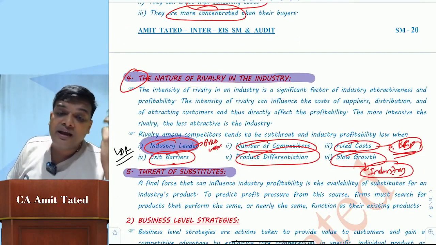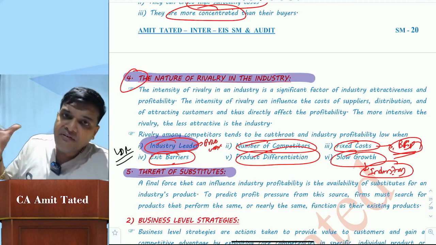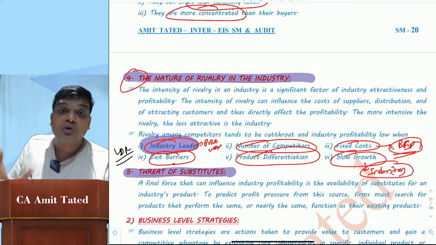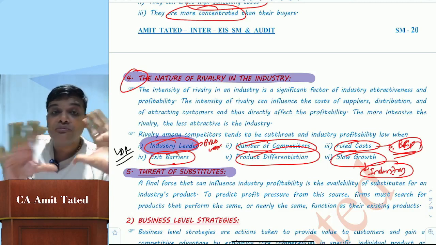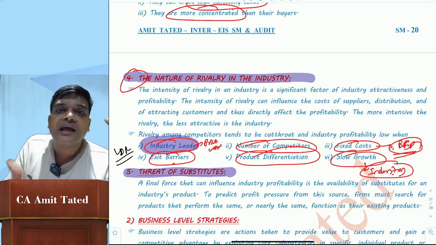Sir, an example of exit barrier. Exit barrier, for example: I am in the plastic manufacturing industry, where I am having a machine. The machine is of 10 crore. Now I want to stop this plastic manufacturing. But this 10 crore machine, if I want to sell, it will fetch only 20 lakhs.